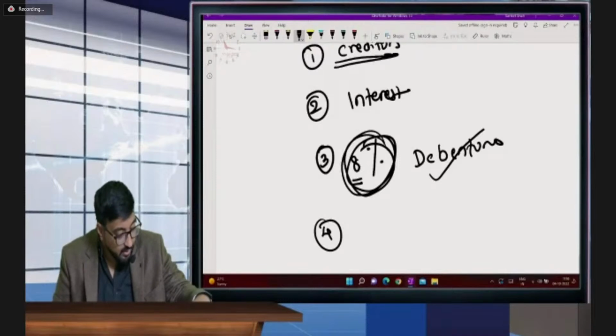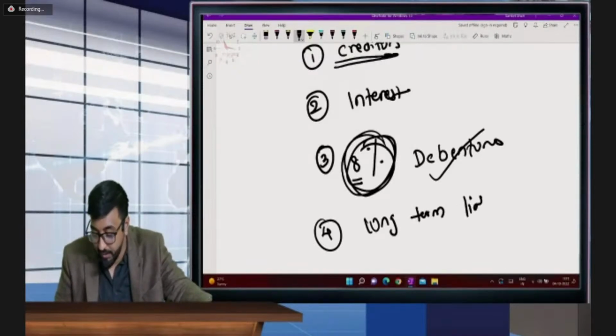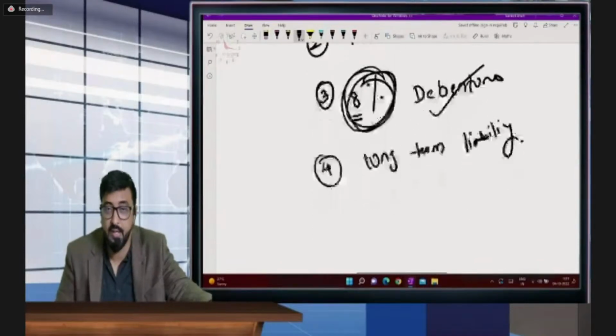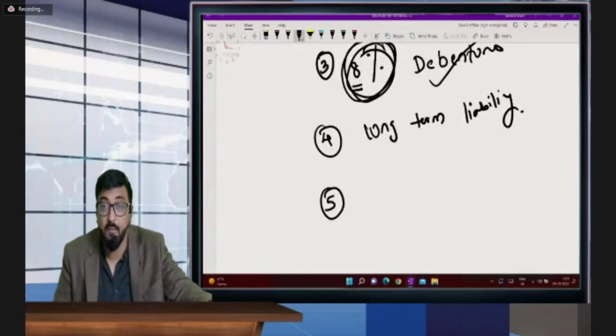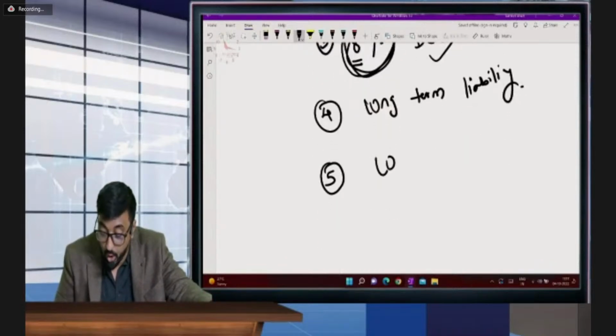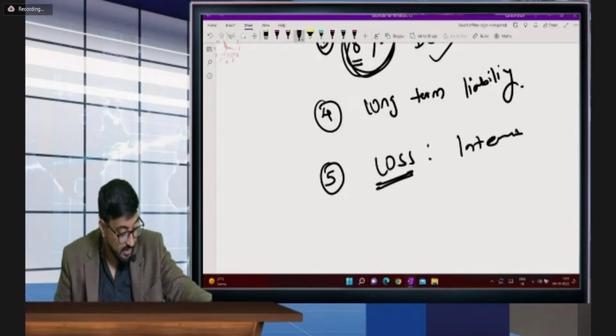Okay, it's a long term liability. Yes beta Adish Shah, I will answer your question, wait for some time. It is a long term liability. Remember, it is a long term liability. Number 5, debentures are, sorry, interest you have to pay even in the case of losses. So loss is there, still you have to pay interest. So it is very important.